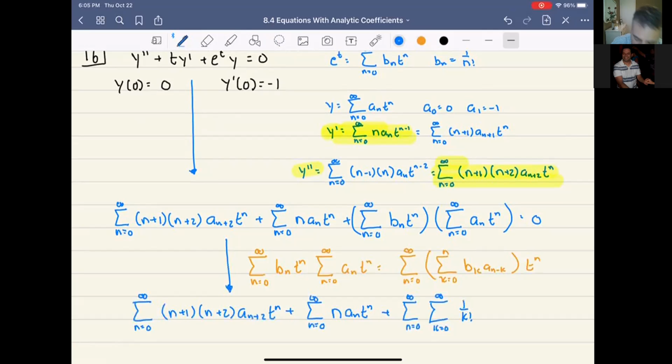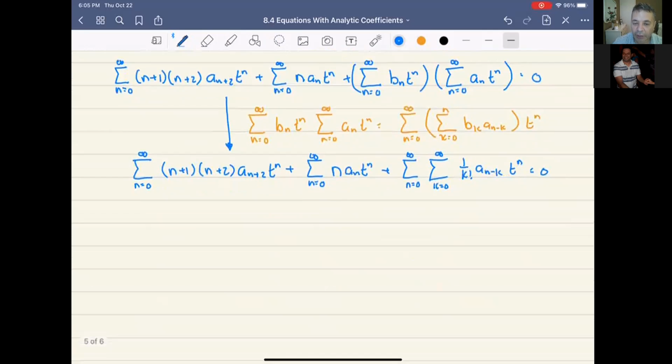So the sum over k of 1 over k factorial, a sub n minus k, t to the n, equals 0. All right, now let's write our recursion relation. Our recursion relation means we're going to solve for a sub n plus 2. A sub n plus 2 is 1 over n plus 1, n plus 2, and it should be negative because both of these are going to be negative when we move them to the other side.